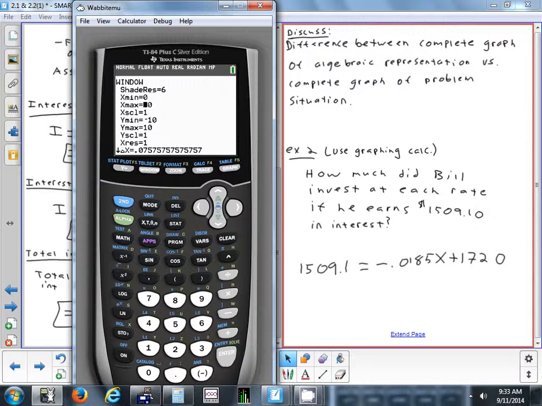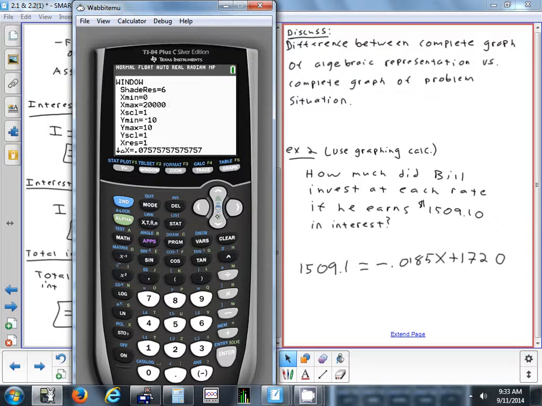X max is the amount of money we're investing. Is there any maximum that we really should have on the screen? Think about the problem situation. X is the amount of money being invested. Did I set X max at like 1 million? 20,000? Yeah, where does that come from? Because that's the maximum amount of money that he has. That's all he has. So we shouldn't look at any values beyond 20,000. They won't make sense in this problem.